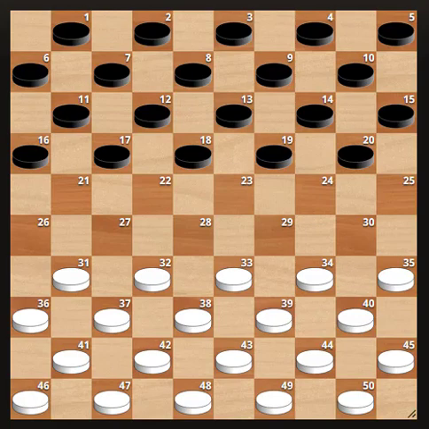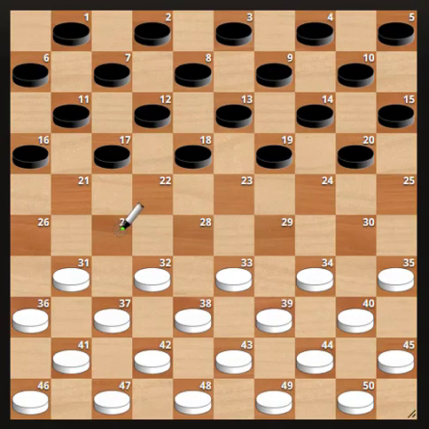In this international draft lesson, I will explain how the square diagram works on the draft board in determining the position of the pieces. So without much ado, let's get started.